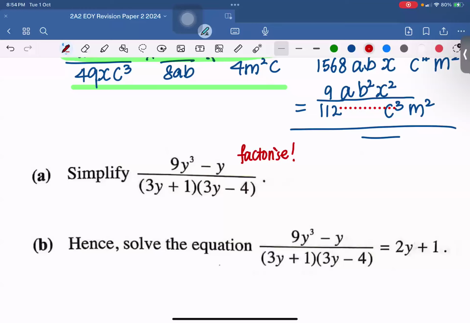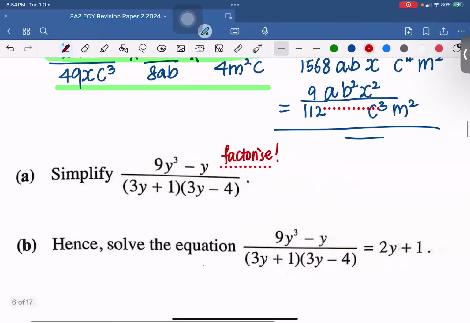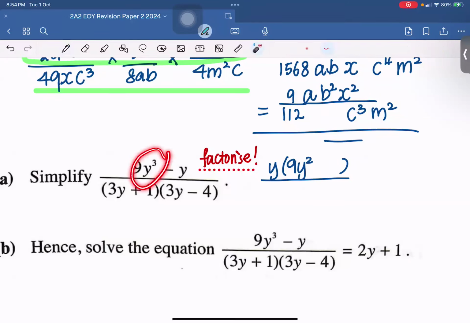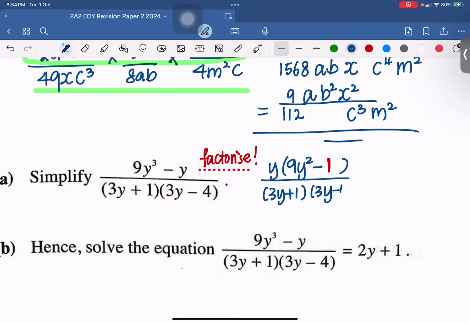Right. What is the common factor here? Y, right? So I check the common factor. I factorize out Y. I'm left with 9y square. There are 3 of them here. I took out 1, left 2. Minus 1. Minus what? 1, correct. Then this is 3y plus 1, 3y minus 4.